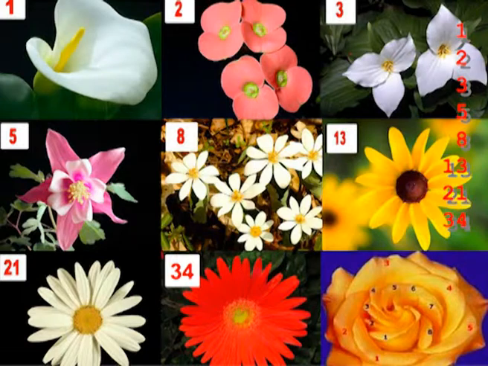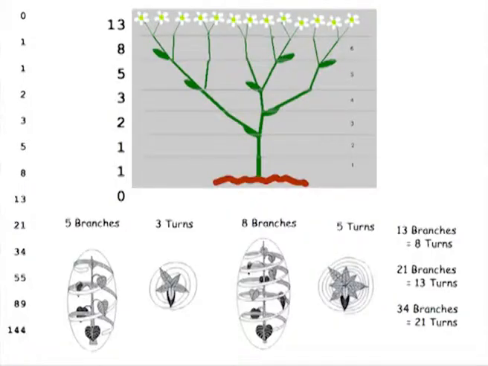So you always get flowers that appear with 1 petal, 2 petals, 3 petals, 5 petals, 8 petals, 13 petals, 21, 34, and the rose there has 2 sequences involved as well. You'll never get flowers with petals in between.